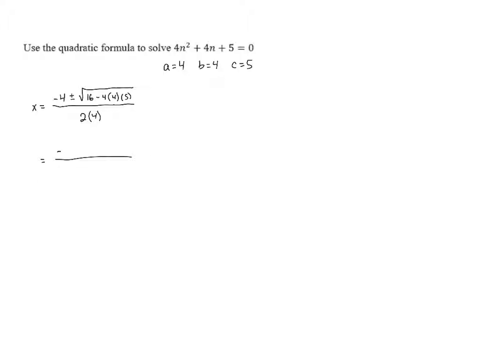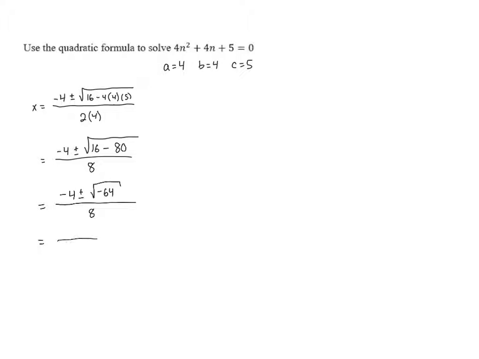Now let's look at that radicand. We have 16 minus, and that's going to stay a subtraction because there aren't any other negatives to cancel out. 4 times 5 is 80. And then in the denominator, 2 times 4 is 8. So to figure out the value of that radicand, we need to take 16 minus 80, which is negative 64. So we've got negative 4 plus or minus the square root of negative 64 all over 8.